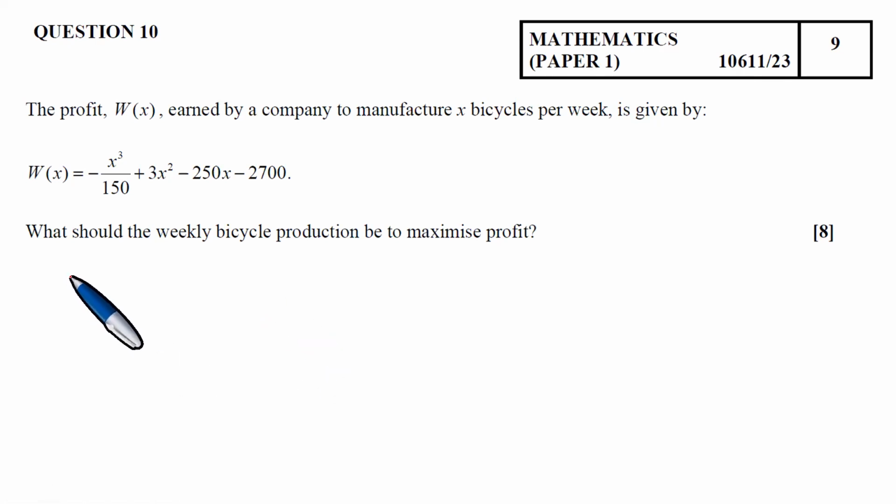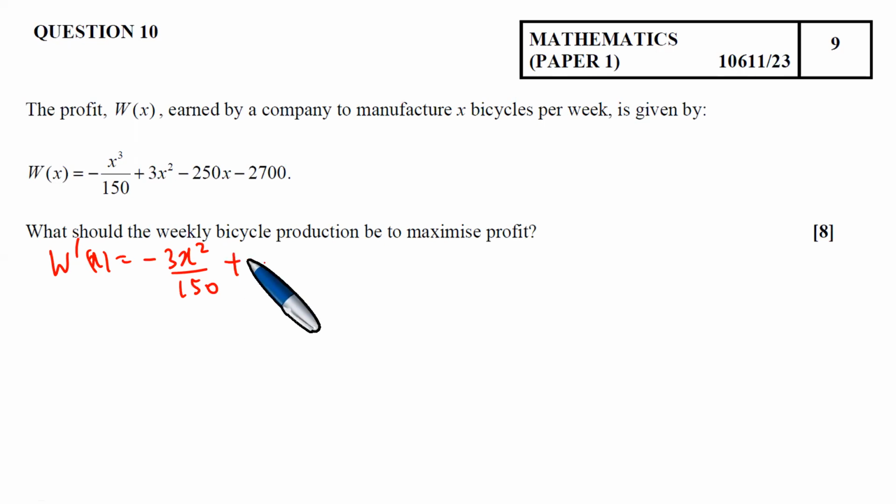So it means that you would find W prime. Bring down the 3, so it's minus 3x squared. The 150 is much of a constant. The 3x squared, you differentiate it, it becomes 6x. The minus 250x becomes this. You equate it to 0. So we're using what should the weekly bicycle production be to maximize profit? So you do this for maximum profit.